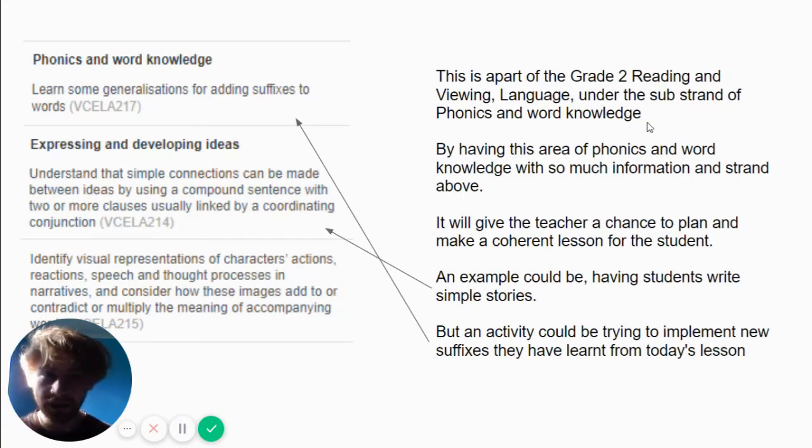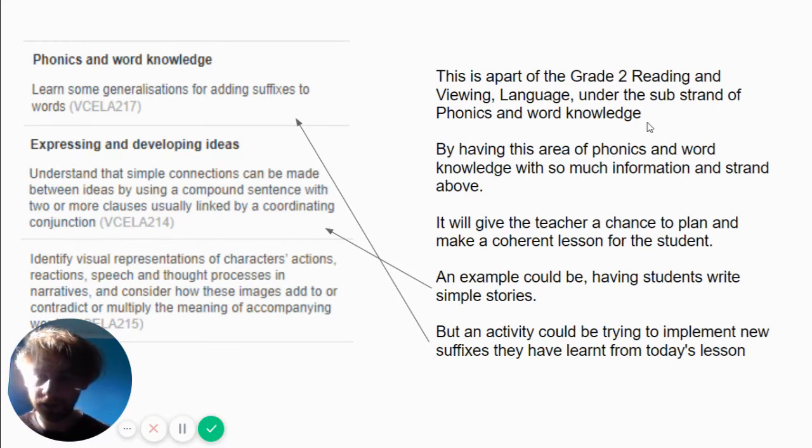An example I want to give is part of the grade 2 curriculum. This is under the strand of reading and viewing, language, and phonics and word knowledge. If we are able to teach the students some generalizations such as suffixes and being able to know all about language and vocab, we should be able to find another point and blend it into the teaching.